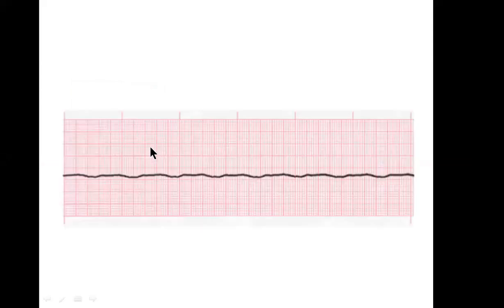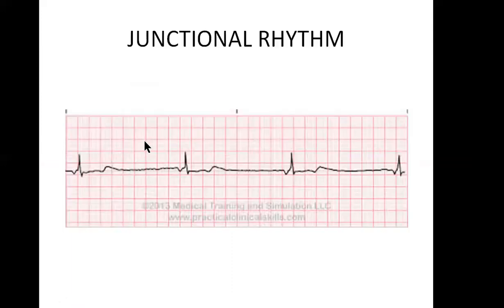Read friends, what is the diagnosis? Fibrillation? No. This is asystole. This is asystole.